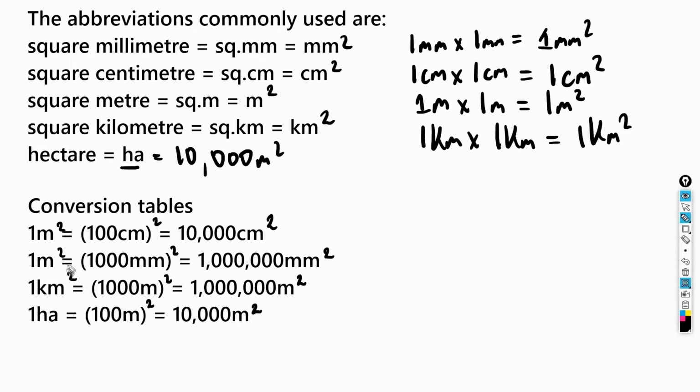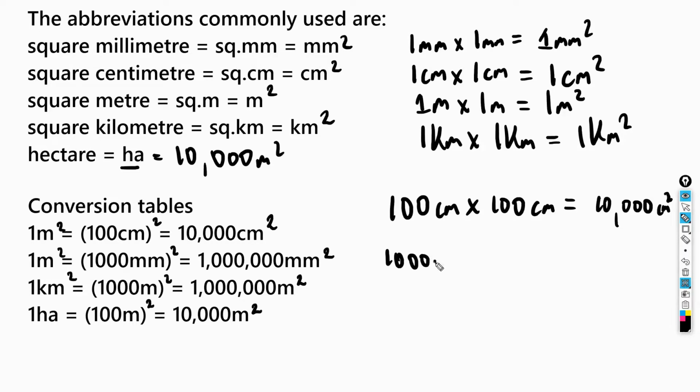And from the conversion tables here, it says 1 meter squared is equal to 100 centimeters squared. So if we multiply 100 centimeters by 100 centimeters, we're going to end up with 10,000 centimeters squared. And that makes perfect sense. It's the same thing here. 1 meter is equal to 1,000 millimeters. So 1,000 millimeters squared is actually equal to 1 million millimeters squared. So these are the same thing.